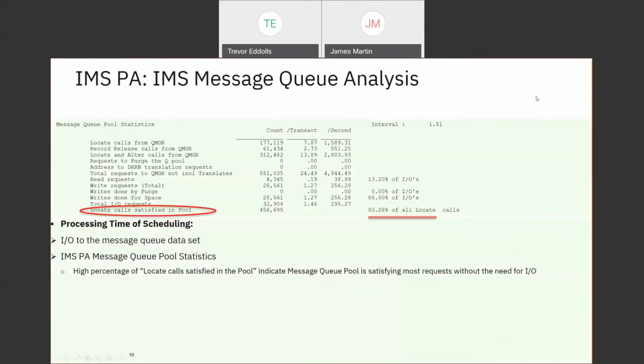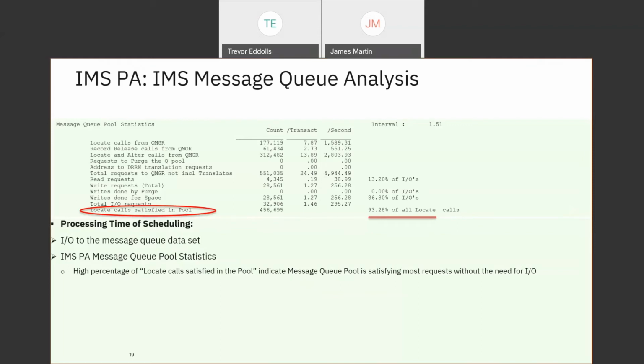When we talk about IMS message queues in IMS, it's really important for us to understand how many message queue calls are being satisfied in our buffer pool. If we're doing a large amount of calls, we definitely want to see a large amount of those locate calls being satisfied in the pool, because if we're doing that, then we're not doing paging, we're not doing IOs and all of that. Again, performance, right? Using less CPU, because we have all of that information in the pools, and we want to keep that number high.